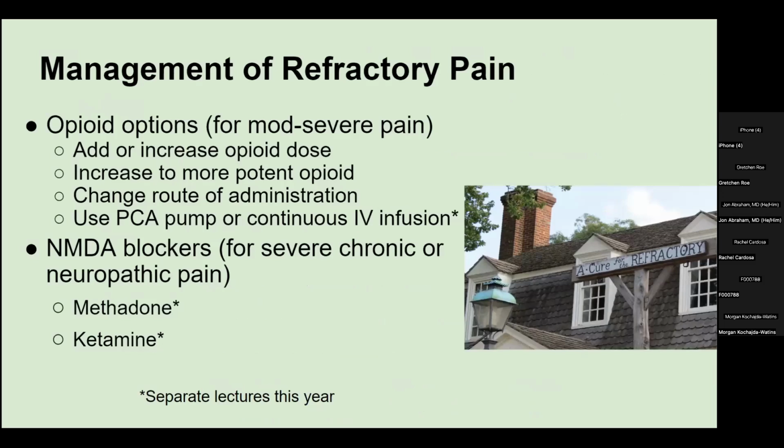And there are many management options. We can add opioids, we can increase them, we can use a more potent opioid, we could change the route of administration. We could add more of the adjunctive medications, especially if there's a component of pain like neuropathic or visceral pain that might be better served through another means, whether it be steroids or gabapentin or TCAs or other medicines like that.